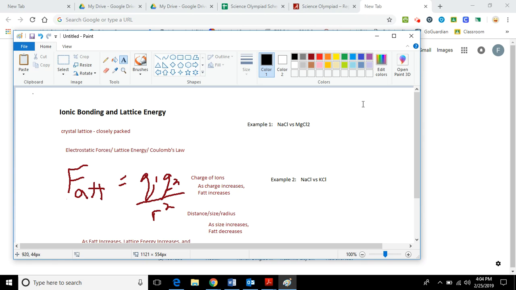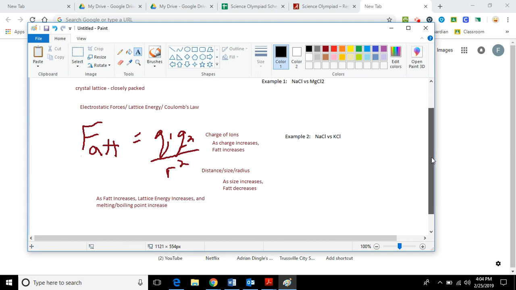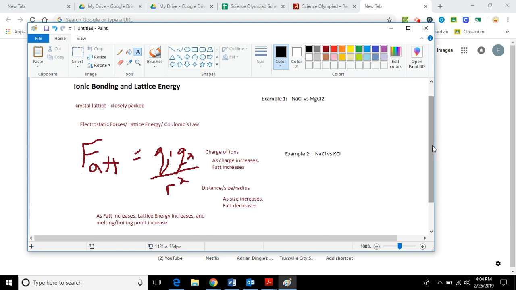So what I want to show you here is a couple of notes that you're going to put on the section. First of all, crystal lattice is the structure that we give ionic compounds. A crystal lattice structure is closely packed, and I think you guys saw a picture of this in the other video, so that should be pretty straightforward. Whenever I have a metal and a nonmetal together, they're closely packed in a crystal lattice structure. And what's holding these things together is the electrostatic force or lattice energy.